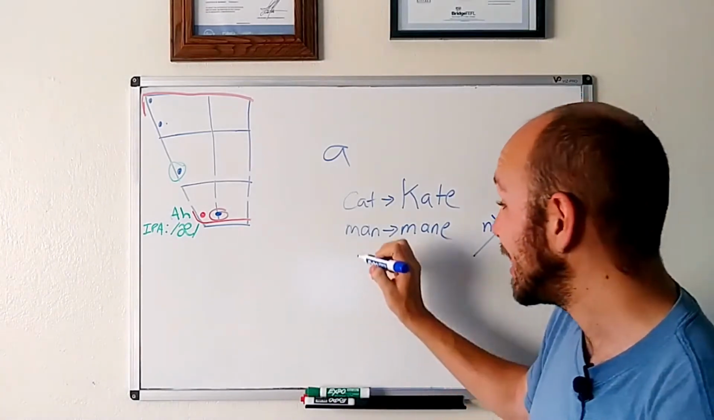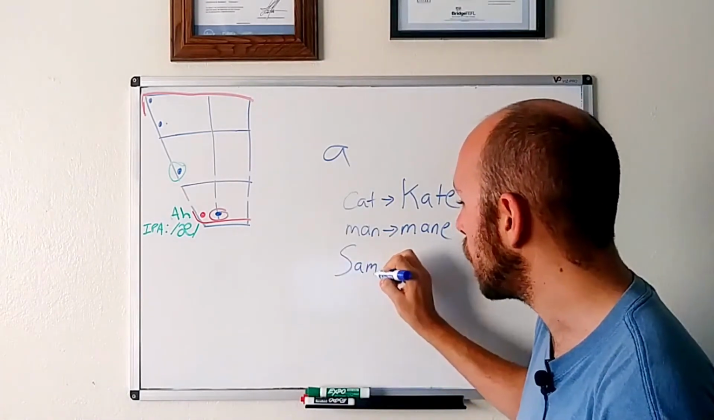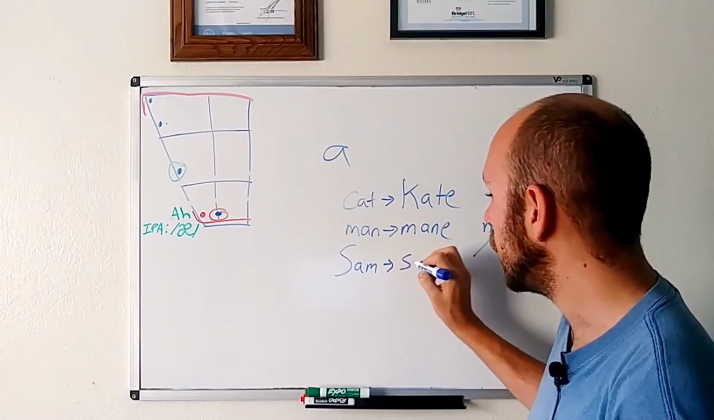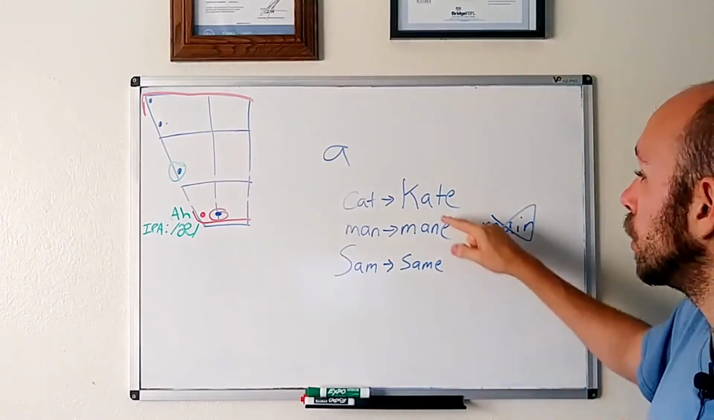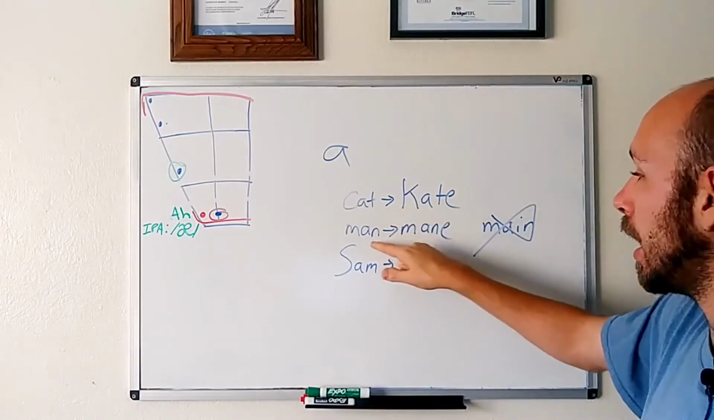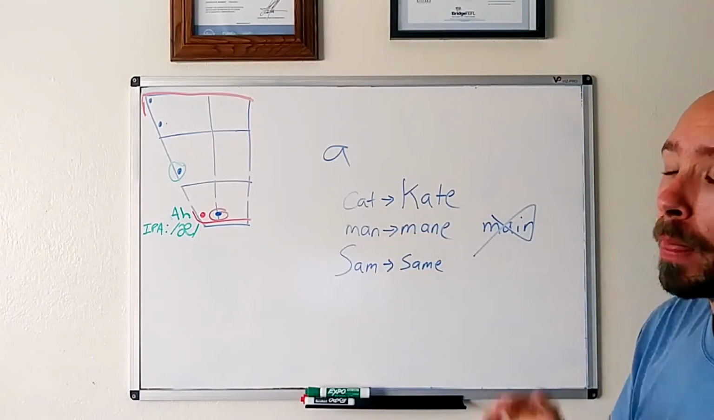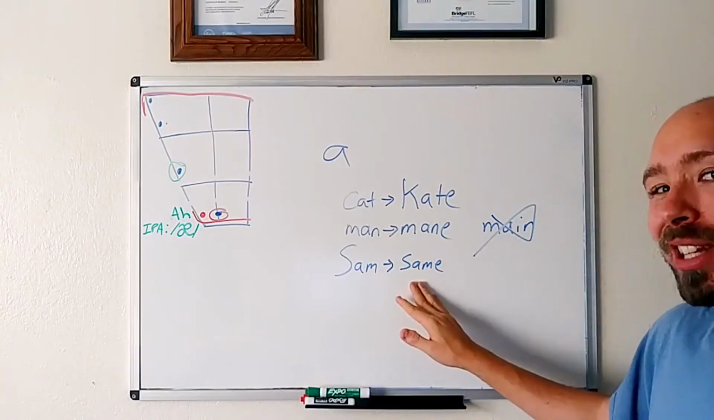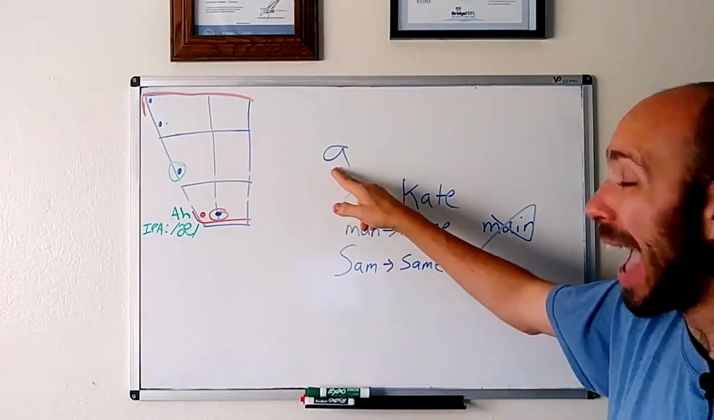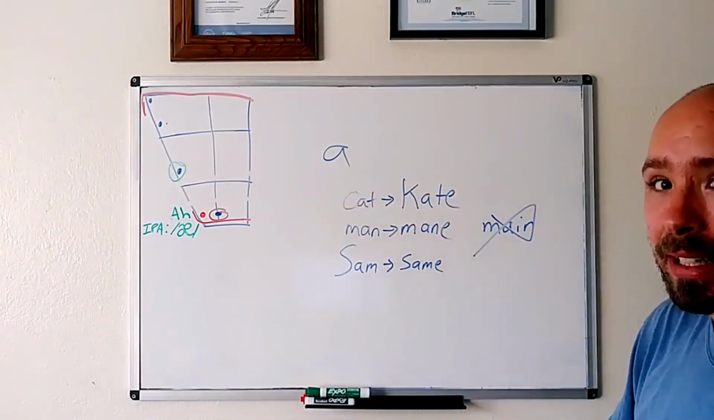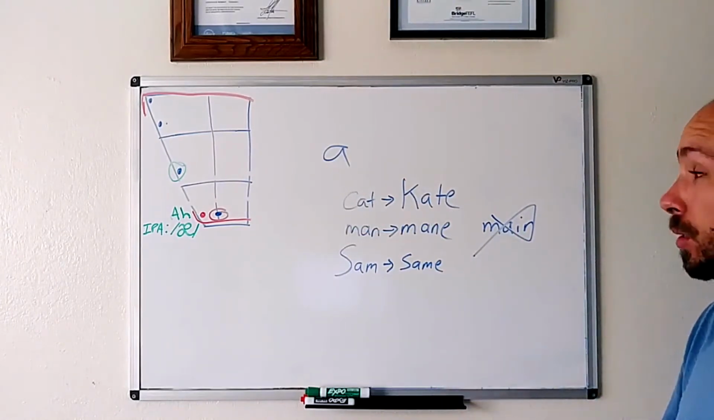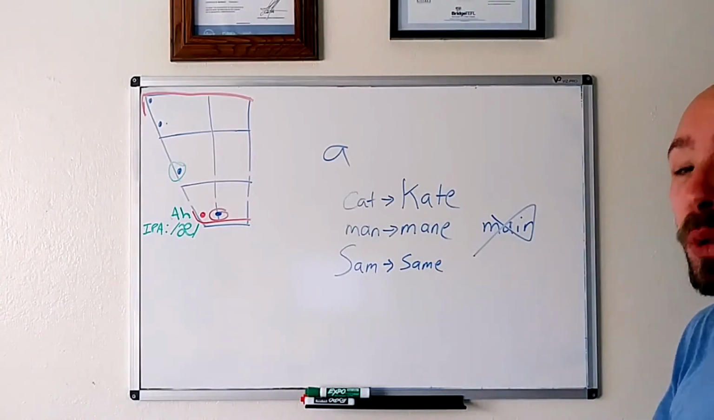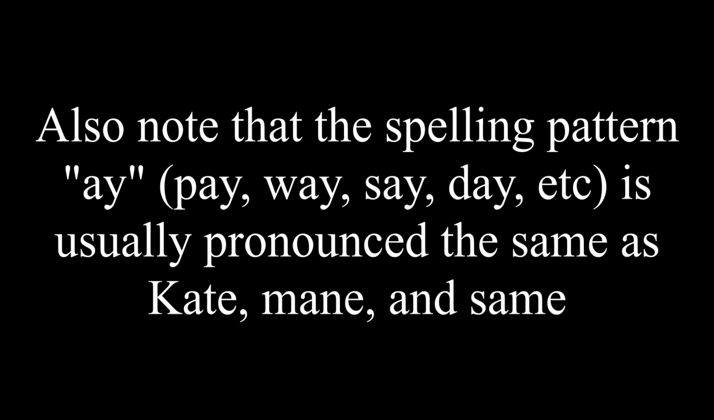We have the name Sam, S-A-M. If you add an E to the end of that, you get the word same. Okay, notice A. It might not always change to A, but when we're talking about the A sound and we add the silent E, that's a very, very common thing that happens. So now you know, you got an extra bonus in this video.